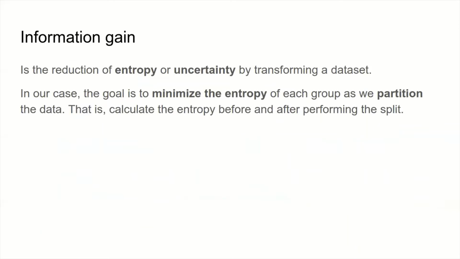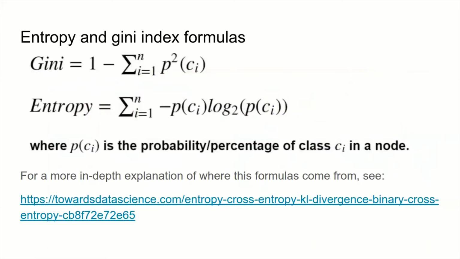Okay. So now we're going to take a look at another important concept called information gain. Remember, the entropy or impurity or the Gini index are a kind of measurement of the level of randomness in the data that we're dealing with.